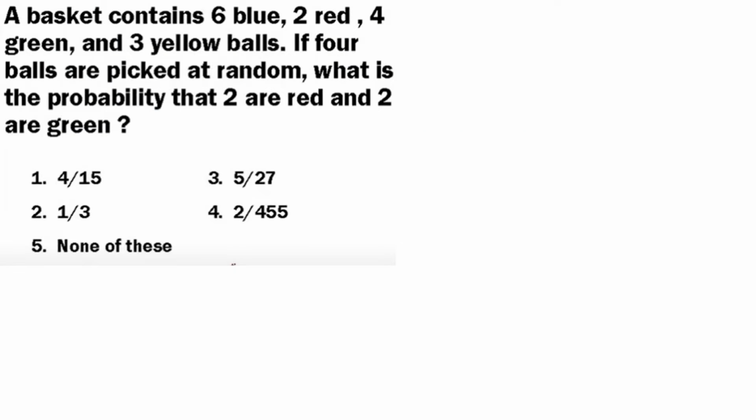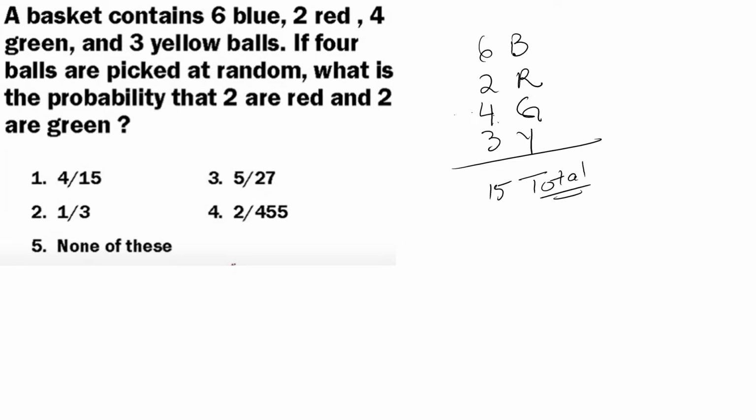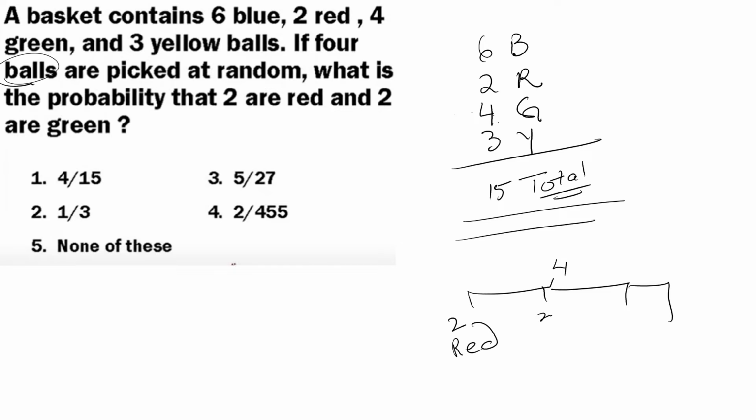Next, a basket contains 6 blue balls, 2 red balls, 4 green balls and 3 yellow balls. So 15 in total you have. If 4 balls are picked, so that 2 are red and 2 are green, then when you pick the 2 red and 2 green, the action will be completed.